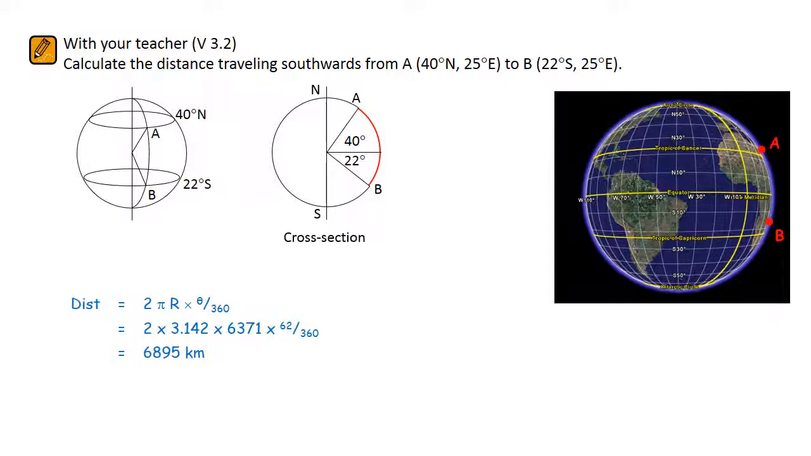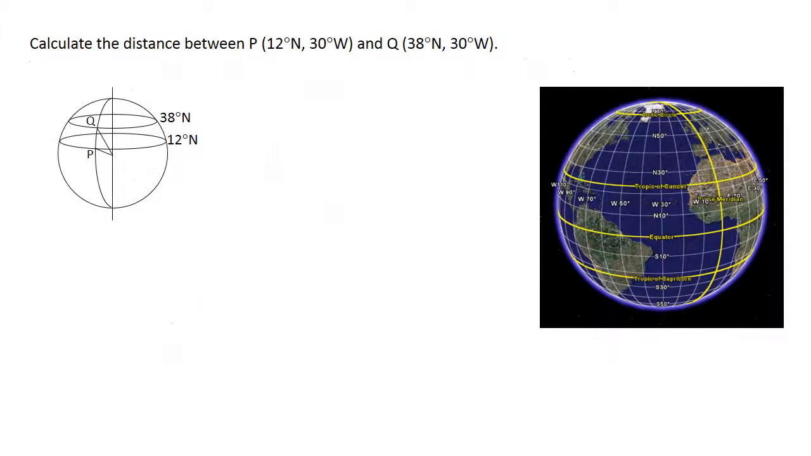The next example is slightly different. P and Q are on the same longitude. P is 12 degrees north and Q 38 degrees north of the equator. We draw a cross-section view and position P 12 degrees to the north and Q 38 degrees to the north. Notice that the angle here is measured all the way from the equator.